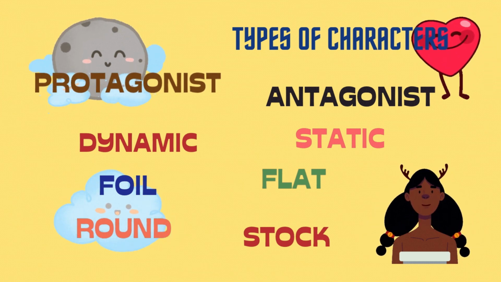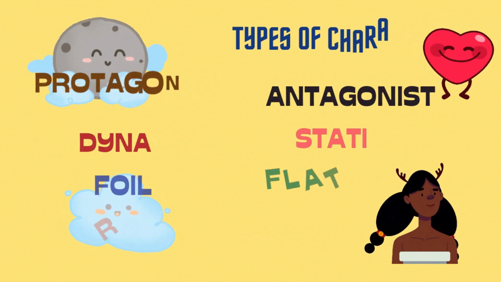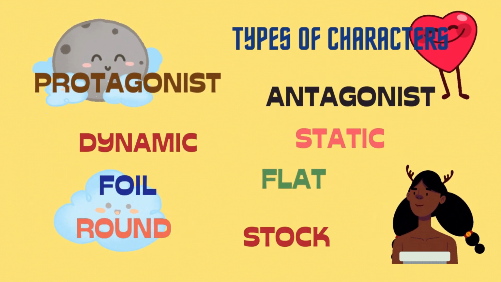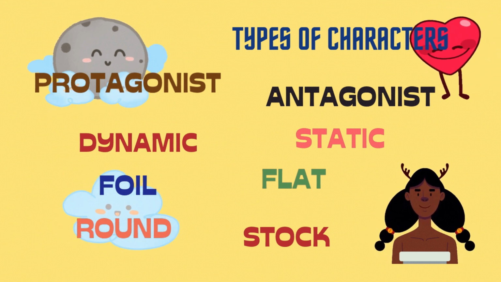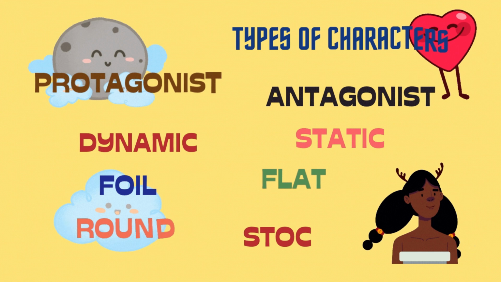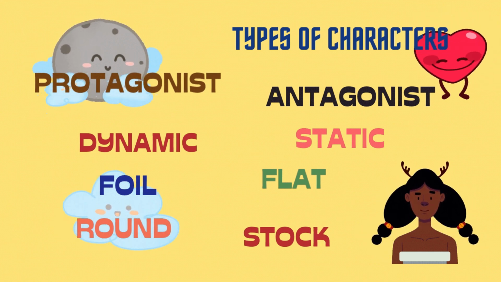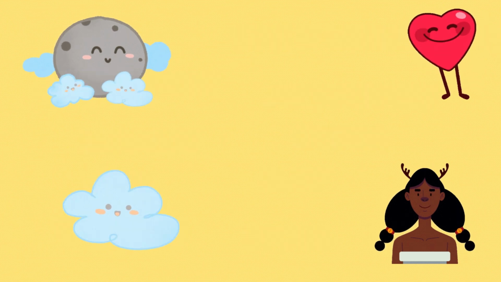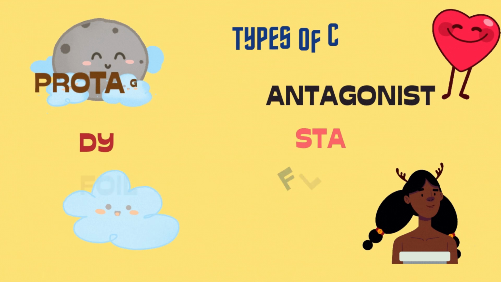Types of characters. Protagonist. Nearly every story has at least one protagonist. A protagonist is a main character who generates the action of a story and engages the reader's interest and empathy. The protagonist is often the hero or heroine. Antagonist. The opposite of the protagonist is the antagonist. An antagonist is a character who opposes the protagonist.